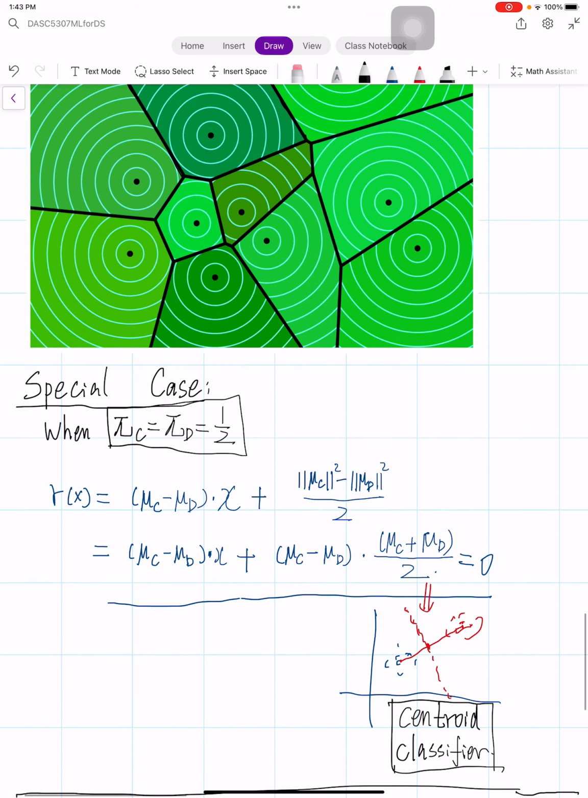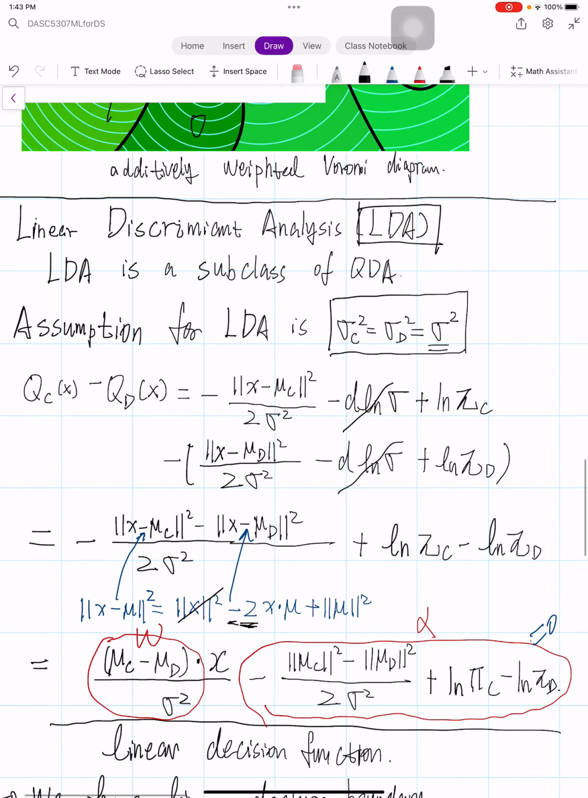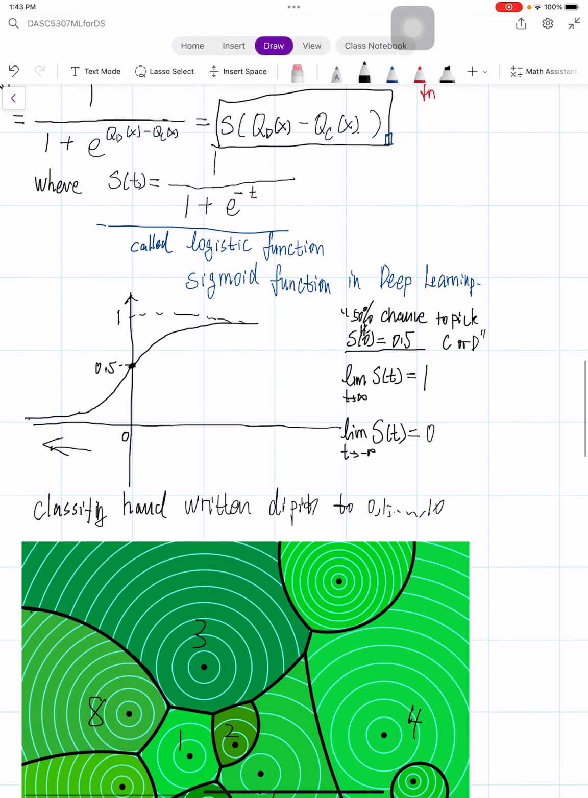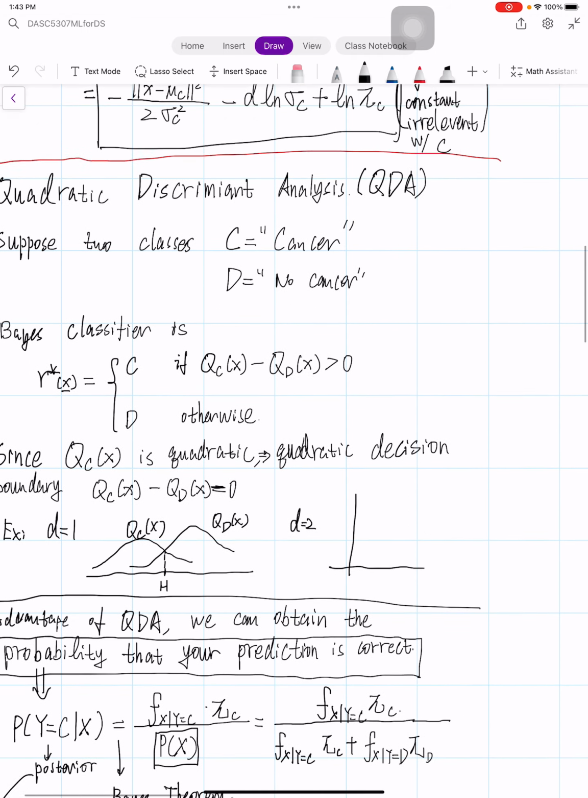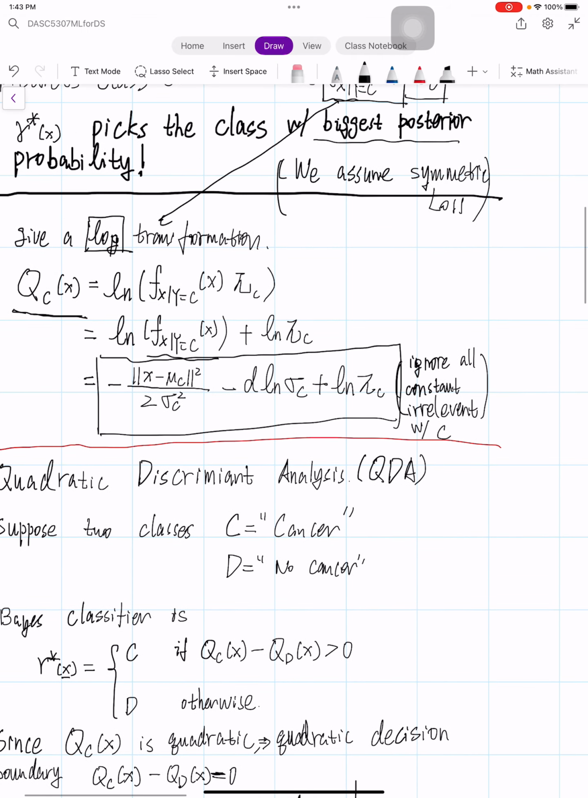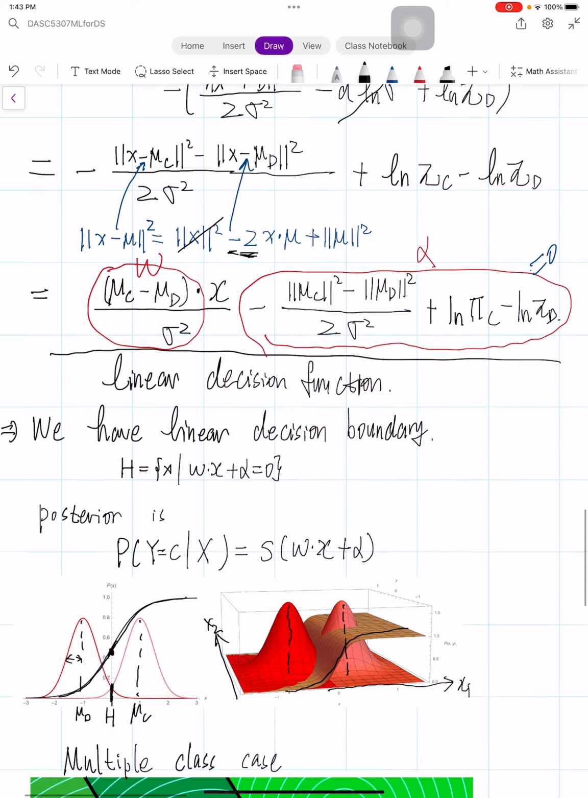Okay, so in the last few videos, we just introduced the derivations of the LDA and QDA. But to implement this with real data, you need to know the parameters like mu C, mu D, and sigma C, sigma D. Or in the linear discriminant analysis, we need a sigma and mu C, mu D.